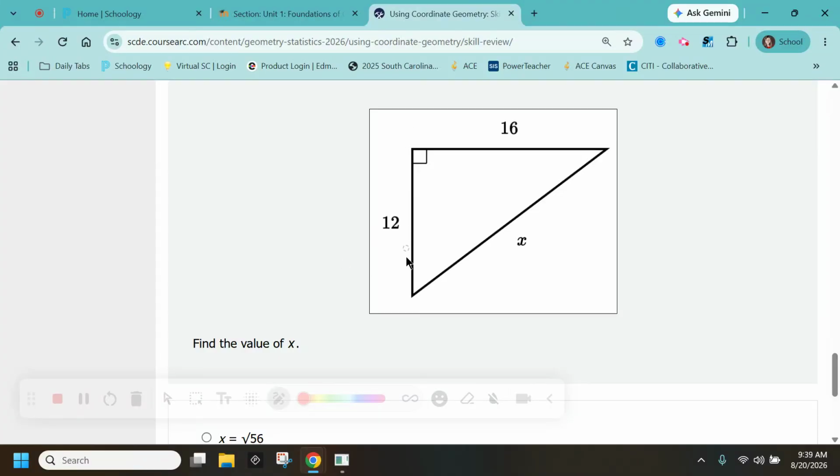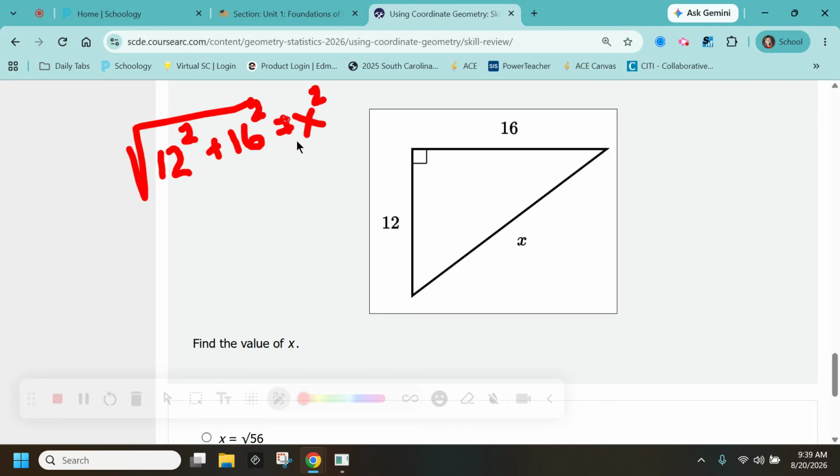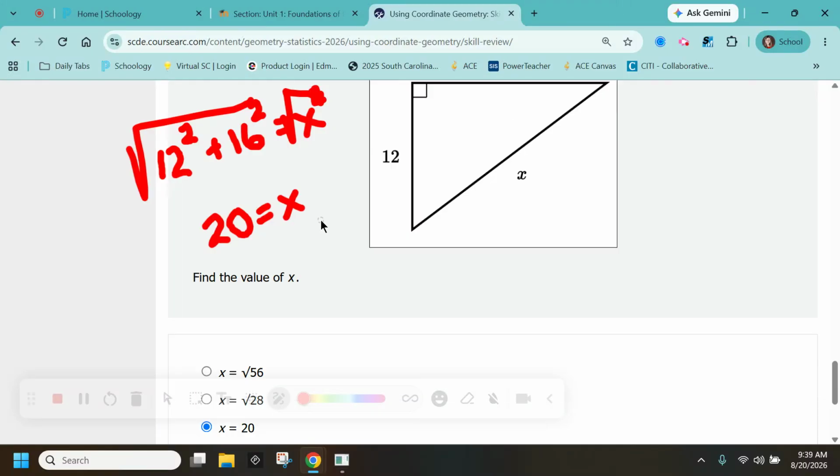And then for this triangle here, they want you to use Pythagorean theorem. So 12 squared. So much harder to write with a mouse. Plus 16 squared equals x squared. And then to get rid of a square, you would just take the square root of both sides. And that cancels out. And this, after you put it in your calculator, is equal to 20.